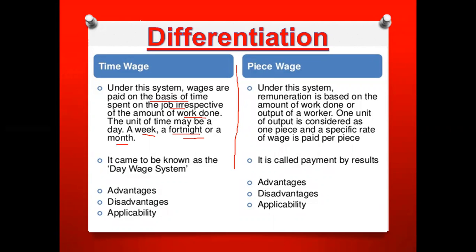Next one is the piece rate system. Under this piece rate system, remuneration is based on the amount of work done or output of the worker. Whatever output you are showing to the employer gives the measurement of your remuneration. One unit of output is considered as one piece, and a specific rate of wage is paid per piece. For example, in a sweet shop, if a person is making 5 kgs of laddus, 5 kgs of Mysore pak, 5 kgs of jalebi, he will be paid according to the number of kgs or number of pieces of sweets he makes.